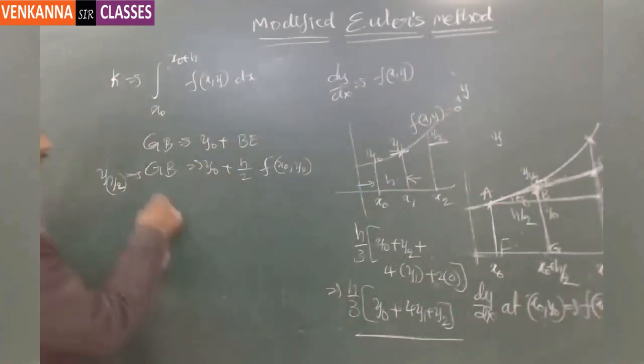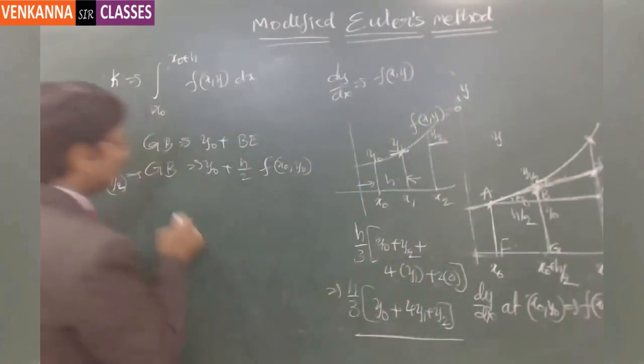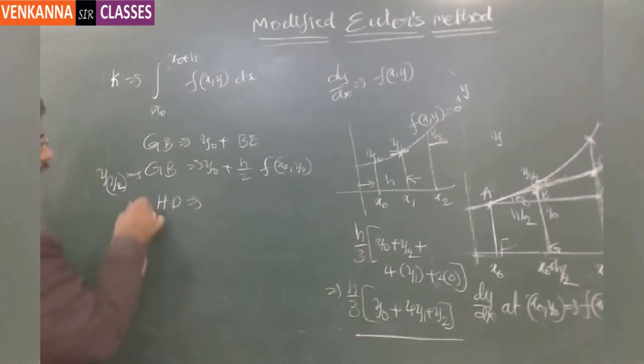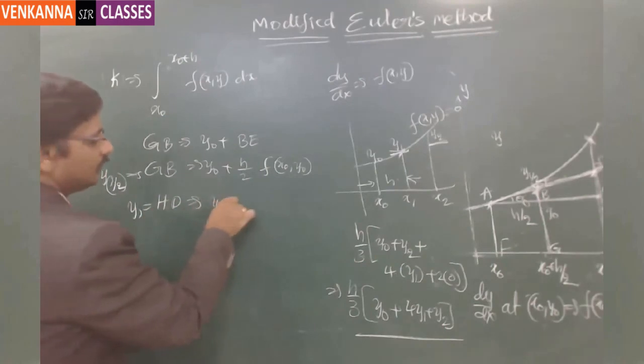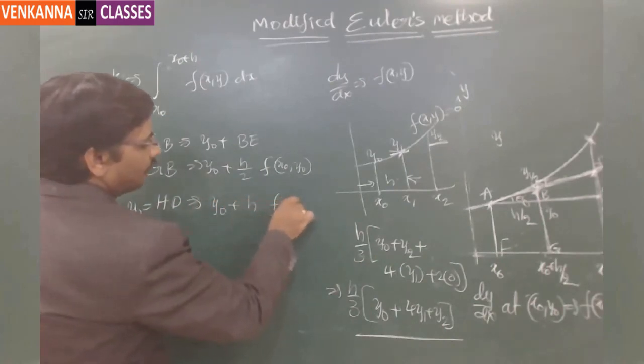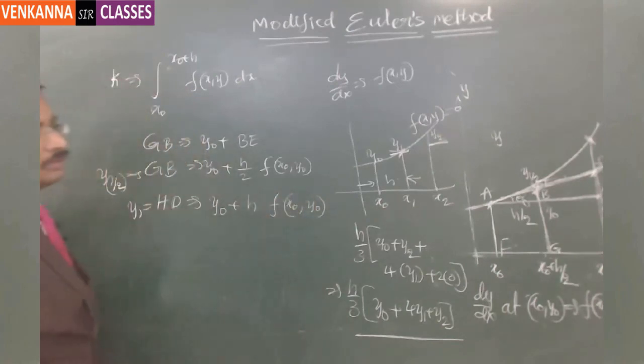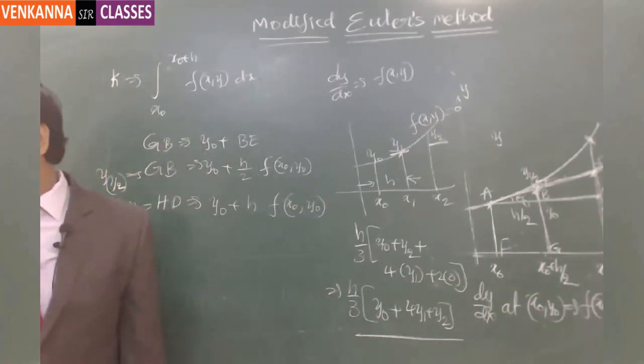Similarly you can calculate this HD value. So we can call this y1, and this value is going to be y0 plus h times f of x0 comma y0. Got it? Understood?